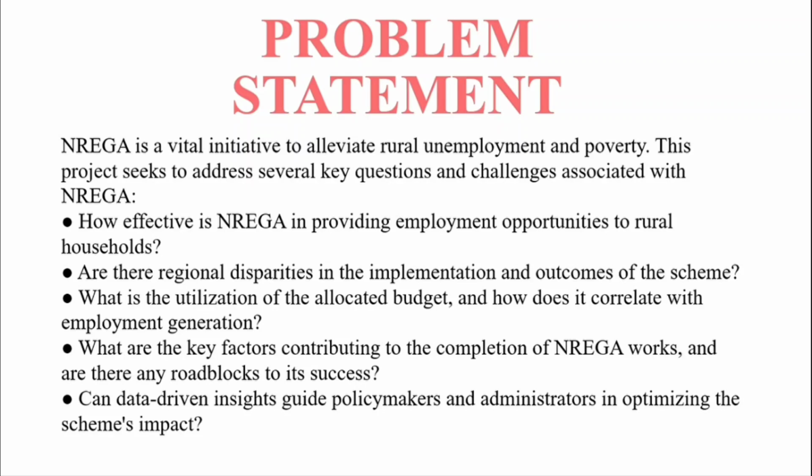Problem statement. NREGA is a vital initiative to alleviate rural unemployment and poverty. This project seeks to address several key questions and challenges associated with the NREGA. How effective is NREGA in providing employment opportunities to rural households? Are there regional disparities in the implementation and outcome of the scheme? What is the utilization of the allocated budget and how does it correlate with the employment generation? What are the key factors contributing to the completion of the NREGA works and are there any roadblocks to its success? Can data-driven insights guide policymakers and administrators in optimizing the scheme impact?